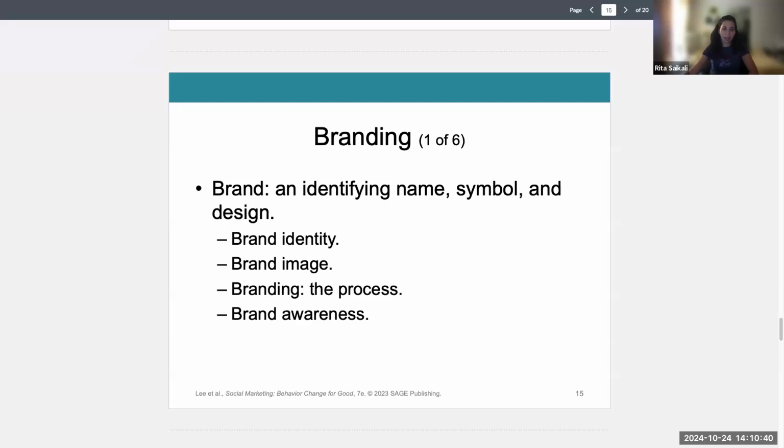And then the last thing that we have is brand awareness, which is a crucial part in determining how well the campaign is recognized and remembered by the target audience. So higher brand awareness increases the likelihood of engagement and behavioral change. So you're looking at effective strategies for building brand awareness, which includes things like community events, digital campaigns, and partnerships with trusted local organizations that can really just amplify the brand's message and its reach.